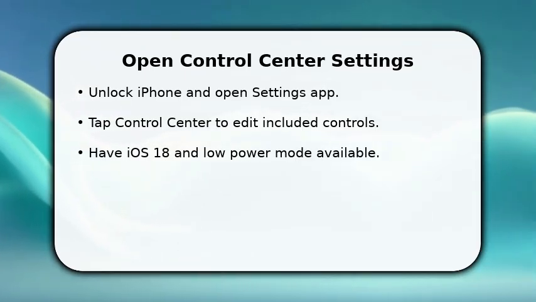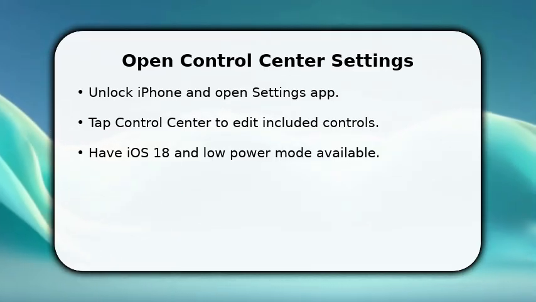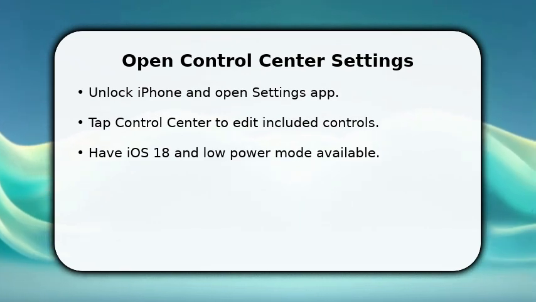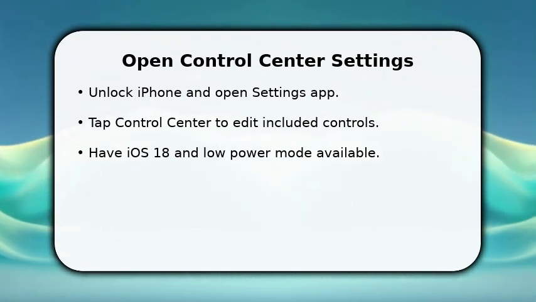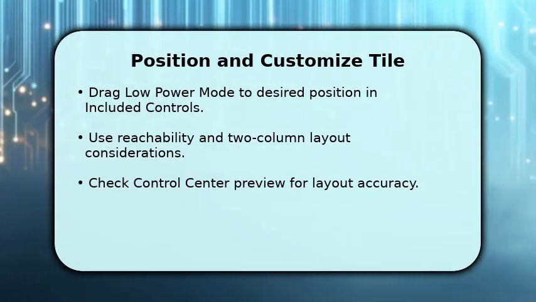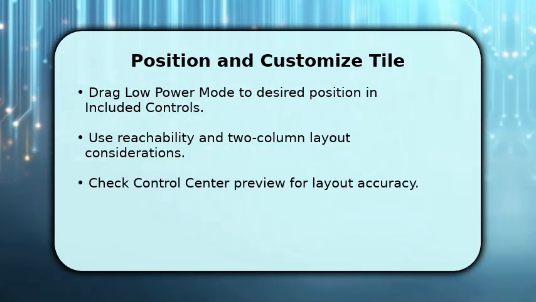Once done, tap the green plus next to low power mode in available controls to move it into included controls and prepare to position it where you want in the control center layout. Now you position the low power mode tile within included controls by dragging it to the spot you use most. Placement matters because it affects speed of access.